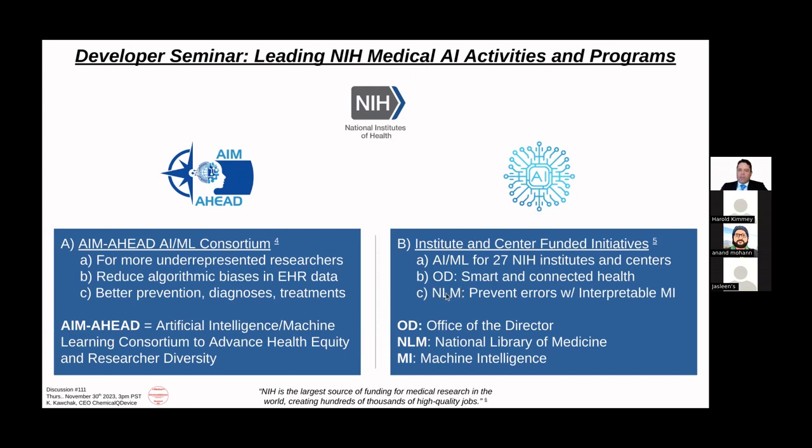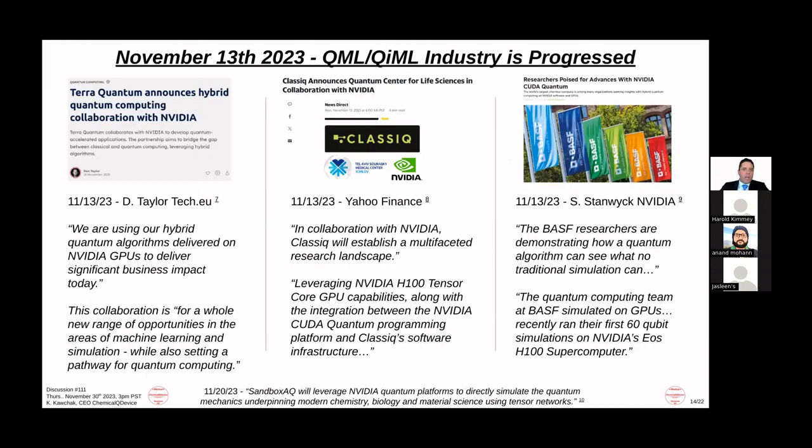And for instance, one of them, the Office of Director, has this one called Smart and Connected Health. And then you also have the National Library of Medicine for preventing errors with interpretable machine intelligence. So this is basically trying to open up the black boxes of things. So those two right there.